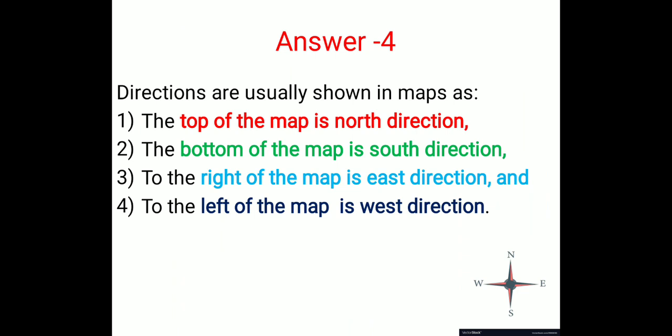So usually when we show the direction on a map, we take it like this only, right? If the India map is there, and we take the top, we say it as north. Towards the down, we say it south. Towards the right, we say it east direction, East India. And towards the left, we say it as west direction. So usually we take the directions on the map in this way only.